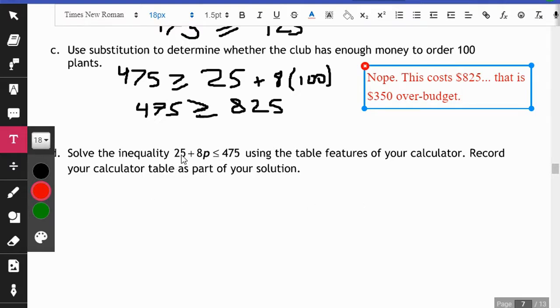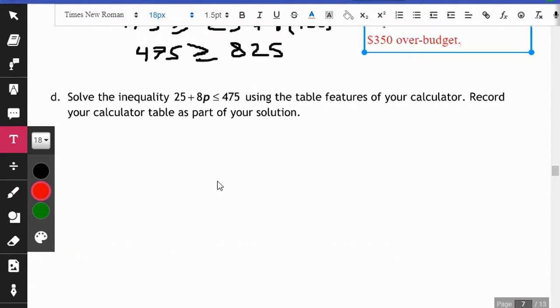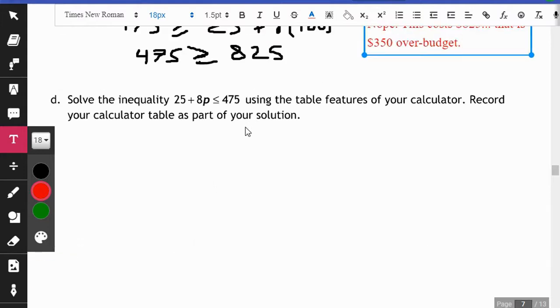Solve the inequality. 25 plus 8p is less than or equal to 475. Notice that's what we wrote, only it's backwards. 475 is greater than or equal to 25 plus 8p. It's the same thing, just backwards. Solve it on your calculator. Record your calculator table as part of your solution. We're going to solve it on Desmos. How do we do that?